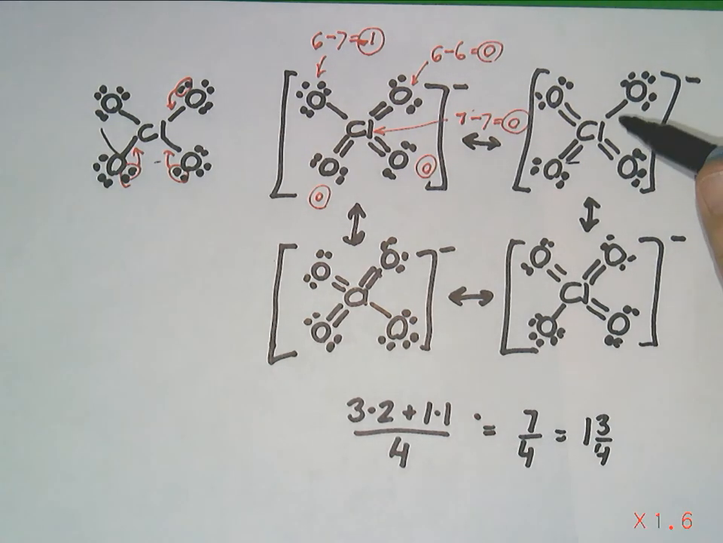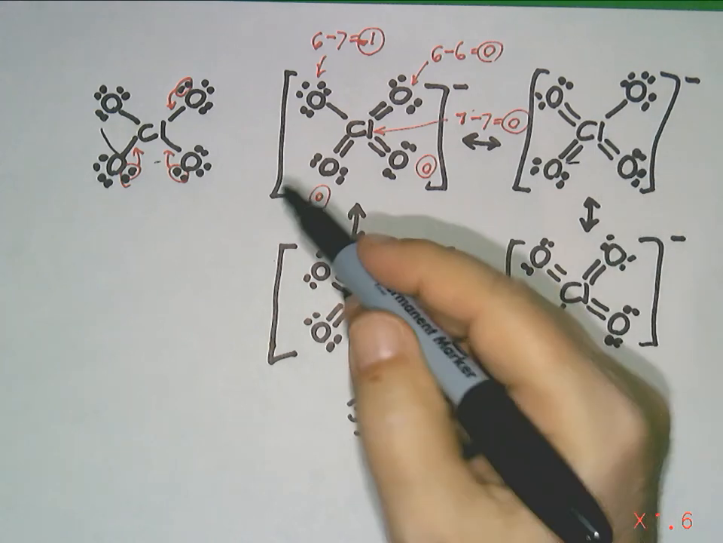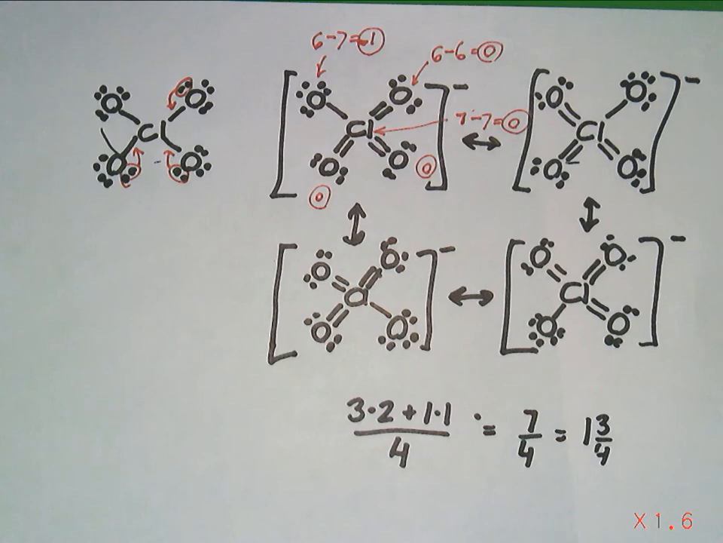And it's telling me that this bond between the chlorine and the oxygen in the actual perchlorate ion is going to be stronger than a single bond and weaker than a double bond. And you have to write all 4 of the resonance structures here.